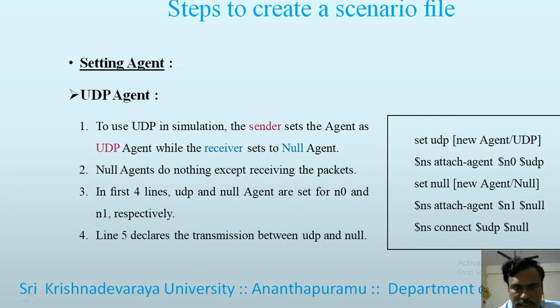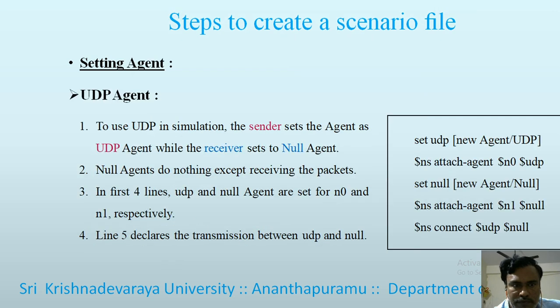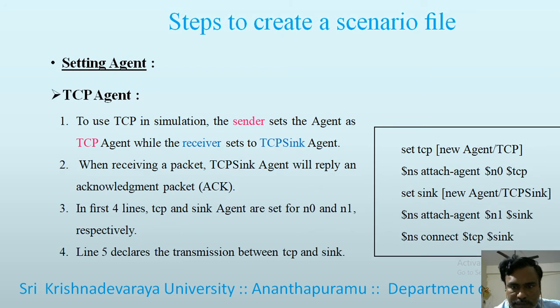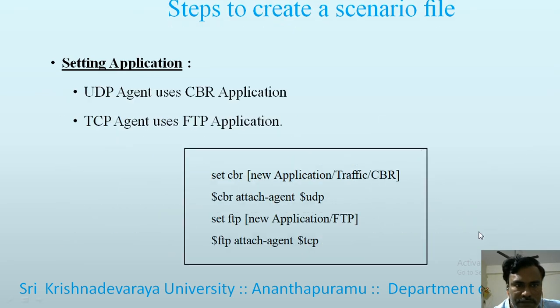This is how you add the agents. This is about the UDP agent. In a similar fashion you have the TCP agent information: TCP and then TCP sink, and the link between TCP and sink. Here, UDP and then null, and the link between UDP and null. So this is the agents definition, right?